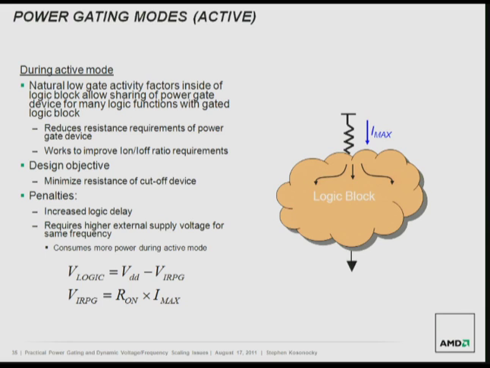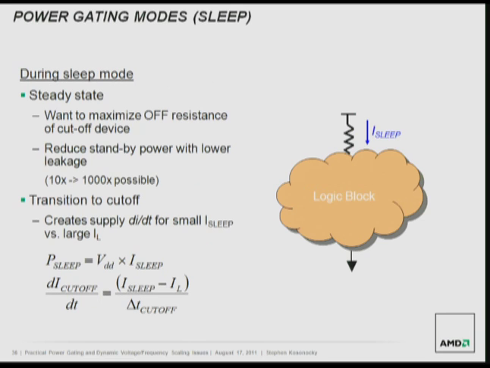And then the other one is you want to minimize the resistance of the cutoff device. That's key. Some of the penalties you have are increased logic delay, which you could attack by either a higher external supply or running at slightly lower frequency. I define some terms here where V logic is the voltage across the logic, and V IR PG is the IR drop across that power gate.